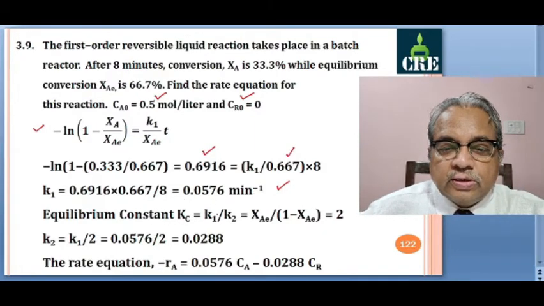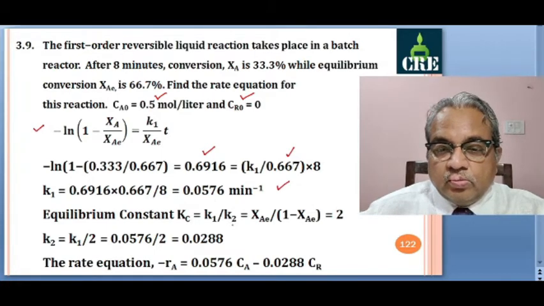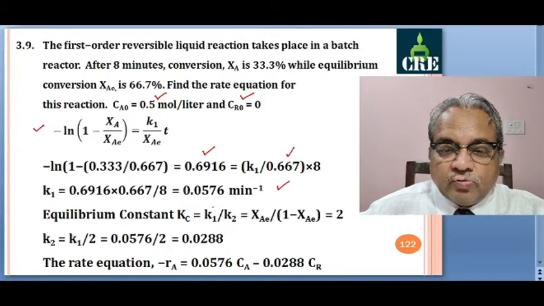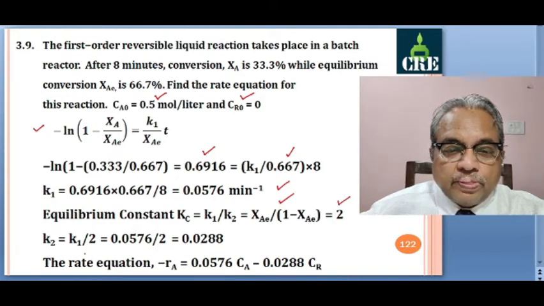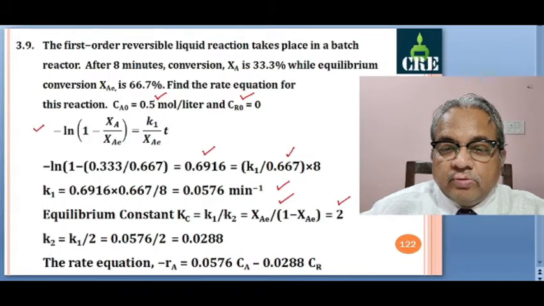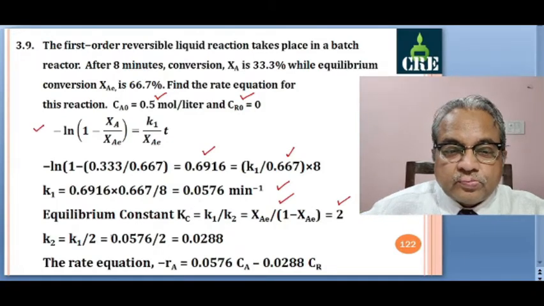Equilibrium constant Kc, that is the ratio of K1 by K2, this ratio of the forward rate constant to the reverse rate constant, and that we know for first order reversible case as xae by 1 minus xae. If you substitute xae value as 0.667 here, you get K1 by K2 is equal to 2. We know K1. So K2 will be equal to K1 by 2 and that comes out to be 0.0288.